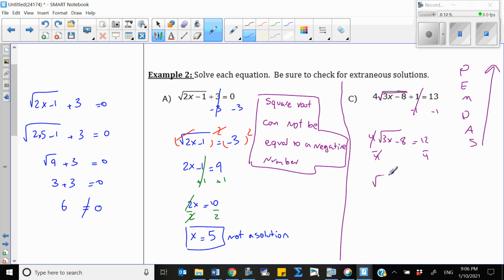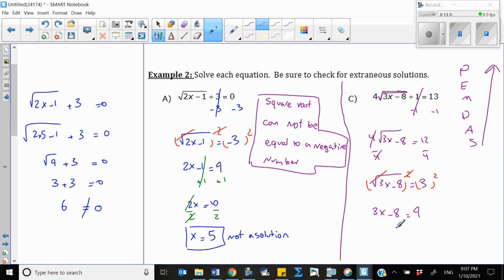These two cancel each other, and it will be 3x minus 8 equal to 12 divided by 4, which is 3. Now I have a radical on one side and everything else on the other side. This is where I'm going to raise both sides to the power of 2, because at this point I can get rid of this radical. So these two cancel each other, and it will be 3x minus 8 equal to 3 squared, which is 9.